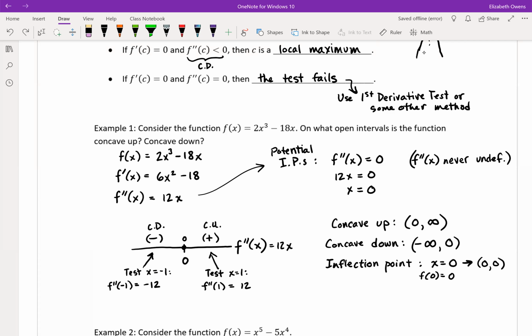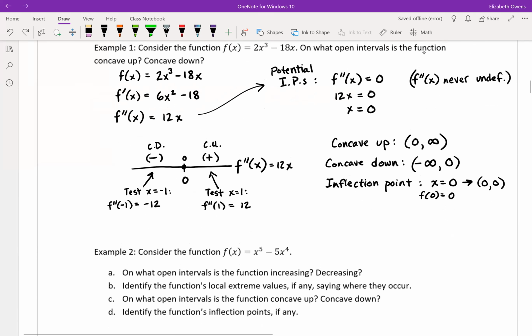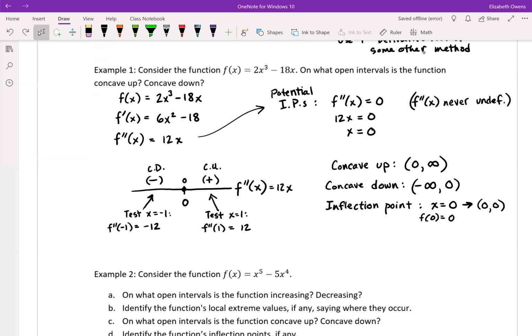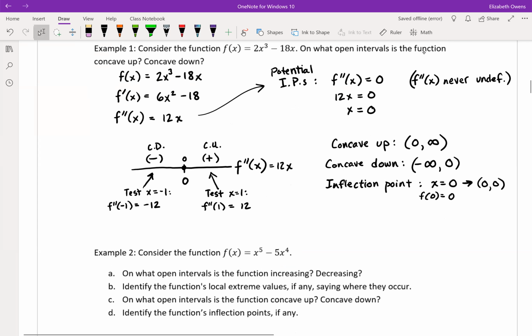I'll make sure we graph the next one. So stay tuned for the next example video, and we'll actually graph this guy when we've identified all these different things about that function.